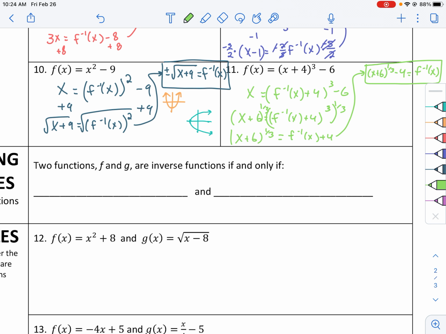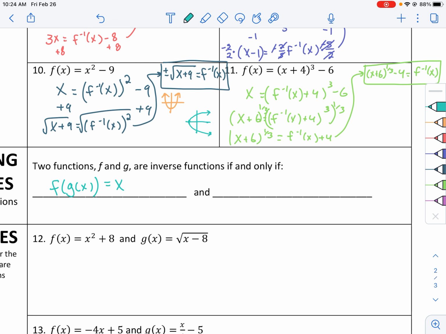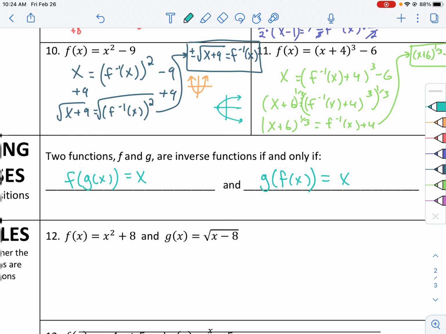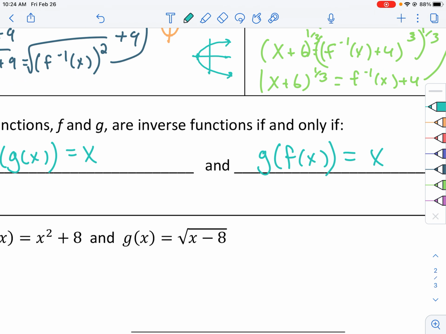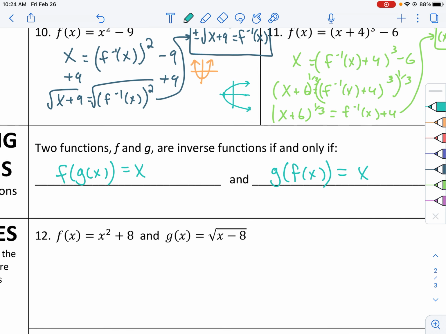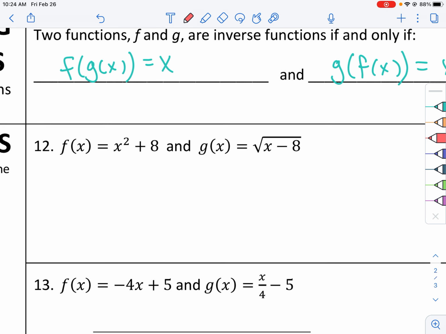So, two functions, f and g, are inverse functions if and only if, when we plug g into f, you get x, and when you plug f into g, you also get x. So our composition of functions is coming back right here. You plug the g into the f, you should get x, and when you do that same operation but reversed, when you plug f into g, you also get x. So let's take a look at what an example of that looks like.